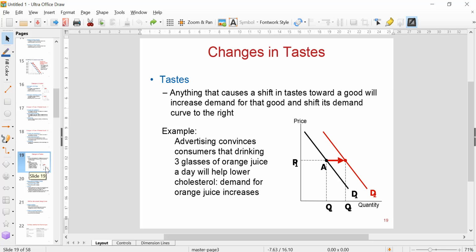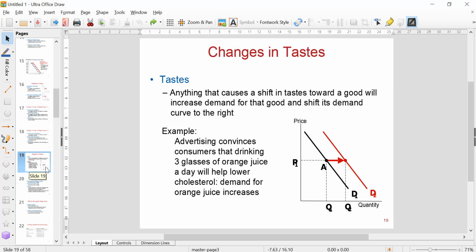Let's take another example. The chief medical officer in the government says drinking 3 cups of ginger tea a day will keep, let's say, coronavirus away. It improves your immune system and you'll not get coronavirus. So what happens is that people start buying ginger drinks or ginger roots to make tea. As a result, the demand curve for ginger will shift to the right in this case.